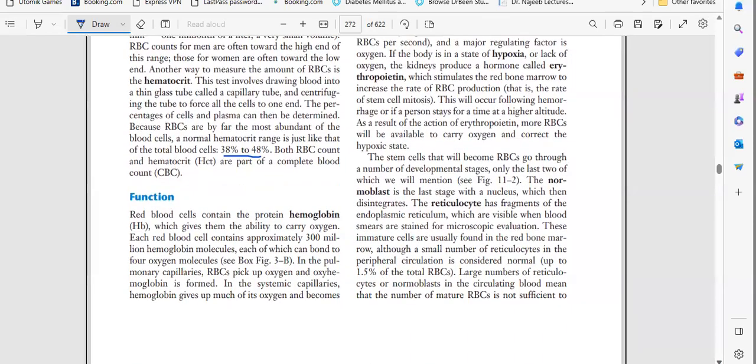And what are the functions? What is the main function of RBC? RBC, red blood cell, contains a protein that is called hemoglobin. What is the name of the protein? That is hemoglobin. What does hemoglobin do? Hemoglobin will connect with oxygen. Okay, it will bind with oxygen, and it will travel to the body cells. This is the main function of RBC.